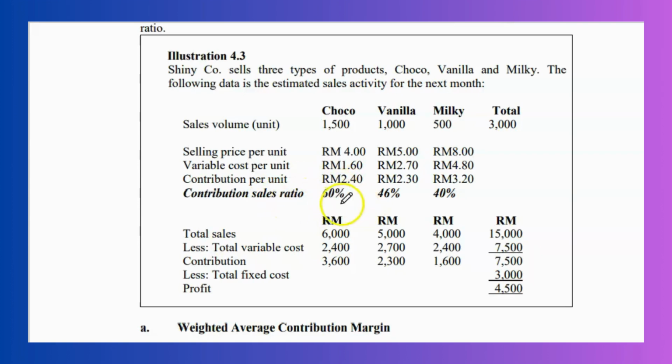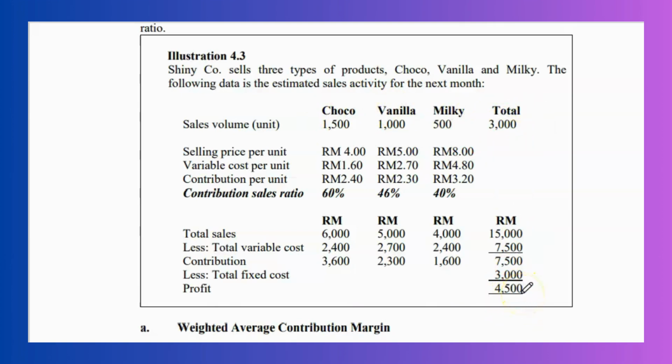How do they get 60% here? 60% is derived from 2.4 divided by 4. 46% is equal to 2.3 divided by 5. And 40% is equal to 3.2 divided by 8. So this is the financial statement. If they sell 1,500 units, 1,500 multiplied by 4 gives 6,000 ringgit. 1,000 multiplied by 5 ringgit gives 5,000, and 500 multiplied by 8 gives 4,000. This is how they derive the financial statement of this company. By selling 3,000 units of cocoa, vanilla and milky, the company has a profit of 4,500.